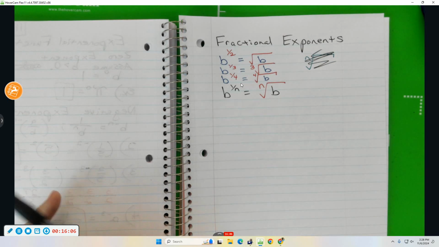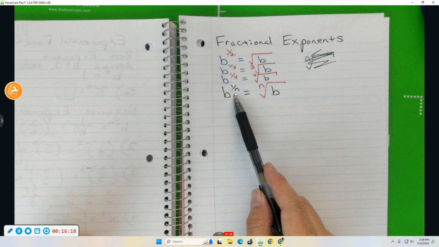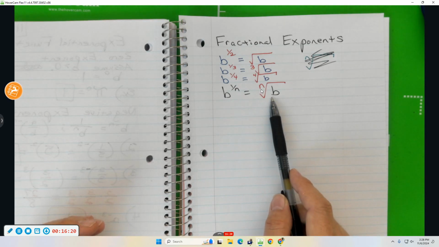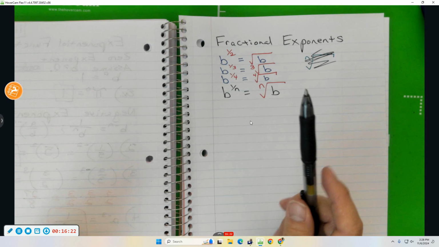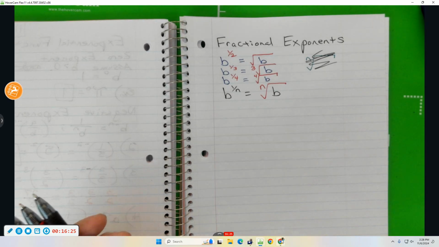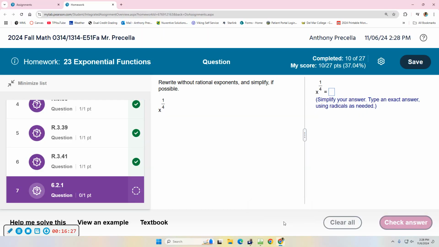A zero exponent, a non-zero quantity raised to the 0, is defined to be 1. A negative exponent is another way of expressing reciprocals. A fractional exponent is another way of expressing a radical. Let's look at numbers 7 and 8. Rewrite without rational exponents and simplify if possible. This is number 7.